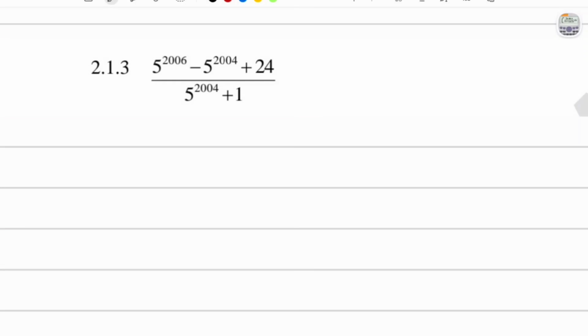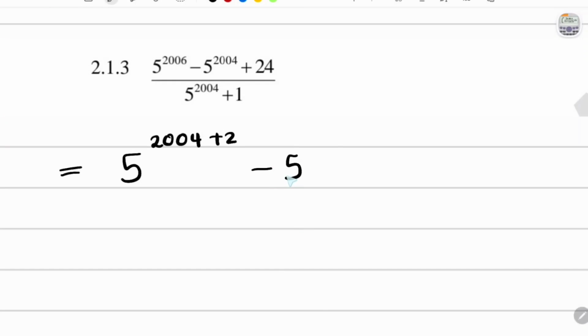Remember when I said when you see something being repeated, you can use the K method. So that's what I want to do. But for me to properly do that, I want to separate that 2004 from here so that we can clearly see it. So let's go ahead and do that. 5 to the power of 2006, I'm going to rewrite it as 2004 plus 2. That's what's going to give you 2006. So I'm just breaking up 2006, not changing the value of it, just changing the way it looks.